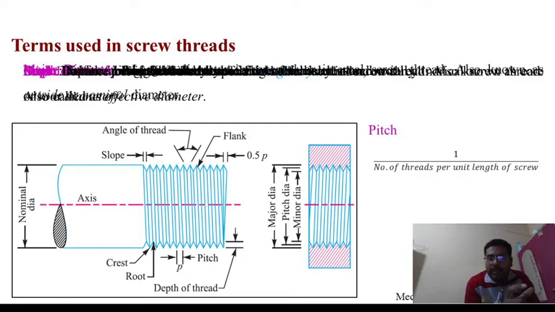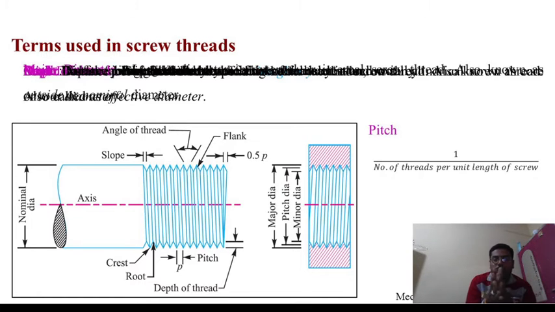What is the angle of thread? It means the V-shaped cutting of the threads. The angle that is cut in the section is called the angle of thread. Next one is flank. In the V-shaped thread, the outer surface of the thread is called the flank.